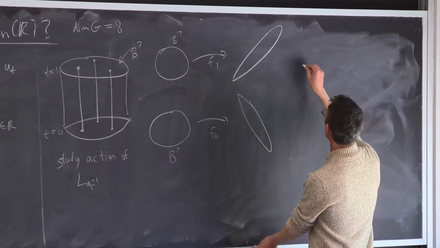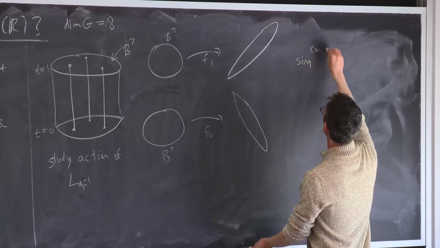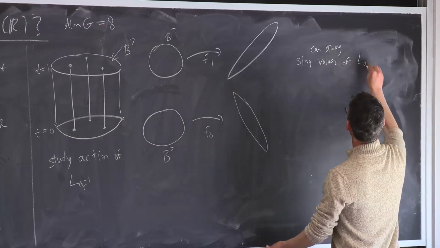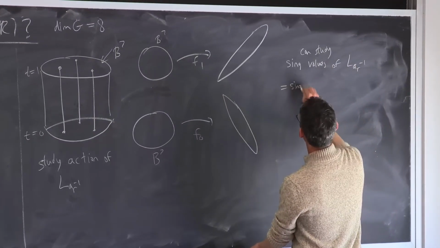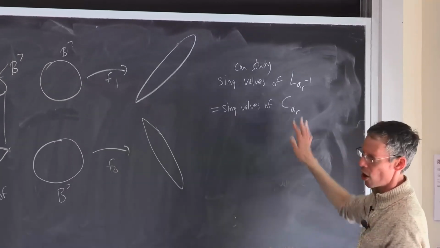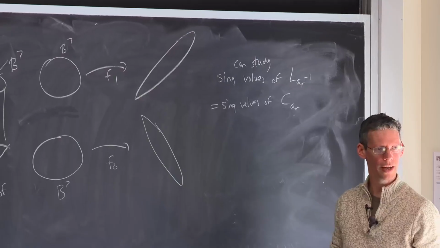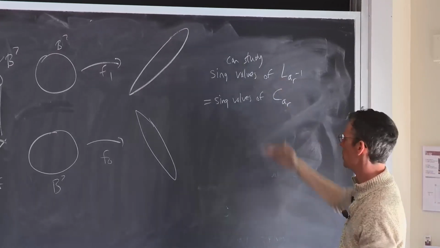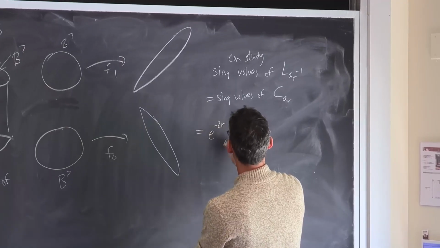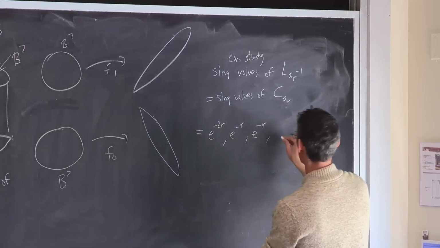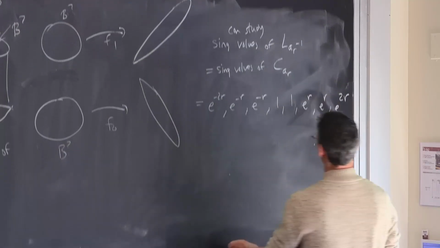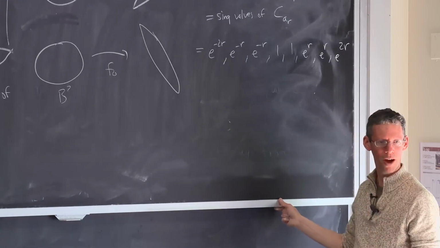So you can study the singular values of LAR inverse. And those are equal to the singular values of conjugation by AR. Conjugation by AR is a very nice operation on matrices. You can write it down and see what happens, and you can compute these singular values. And they are as follows: e to the minus 2r, e to the minus r, e to the minus r, 1, 1, e to the r, e to the r, e to the 2r. I won't do it on the board, but I promise it's not hard.